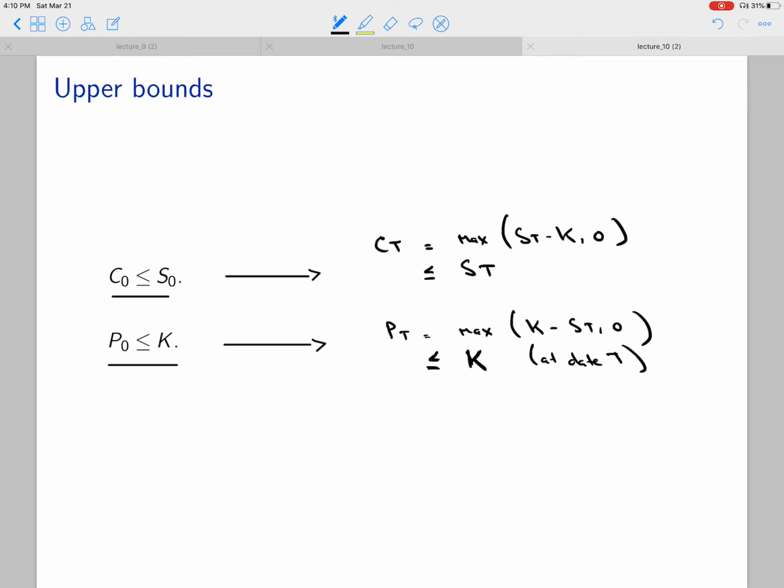Okay. If either of these bounds are violated, so if the call price exceeds the stock price, there's an arbitrage. You buy the stock, you sell the call. If the put bound is violated, then you buy the bond and you sell the put.